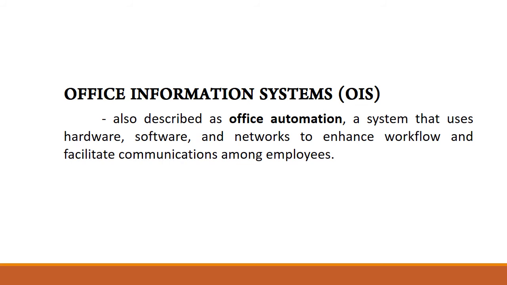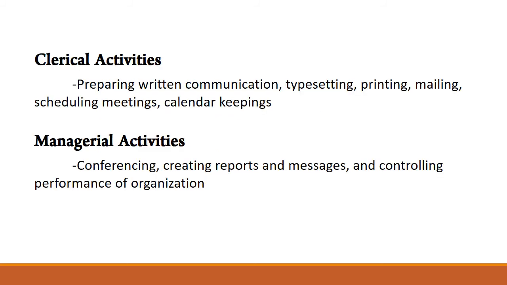These activities can be divided into clerical and managerial activities. Clerical activities performed with the help of Office Automation System include preparing written communication, typesetting, printing, mailing, scheduling meetings, calendar keeping, and many others. Under managerial activities, Office Automation System helps in conferencing, creating reports and messages, and controlling performance of the organization.